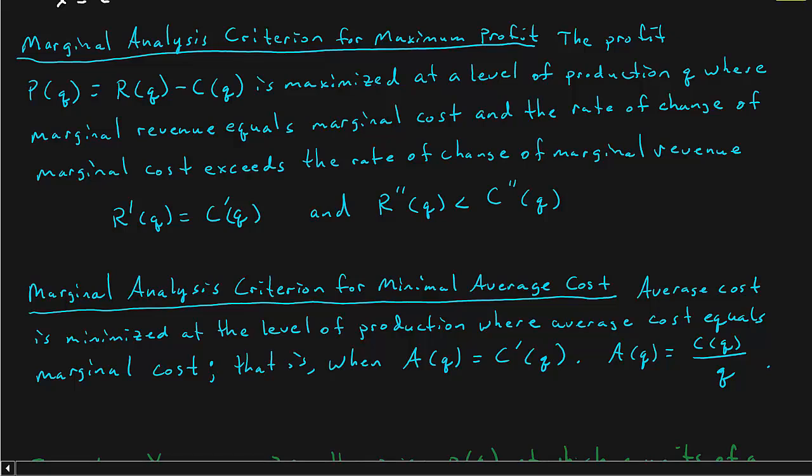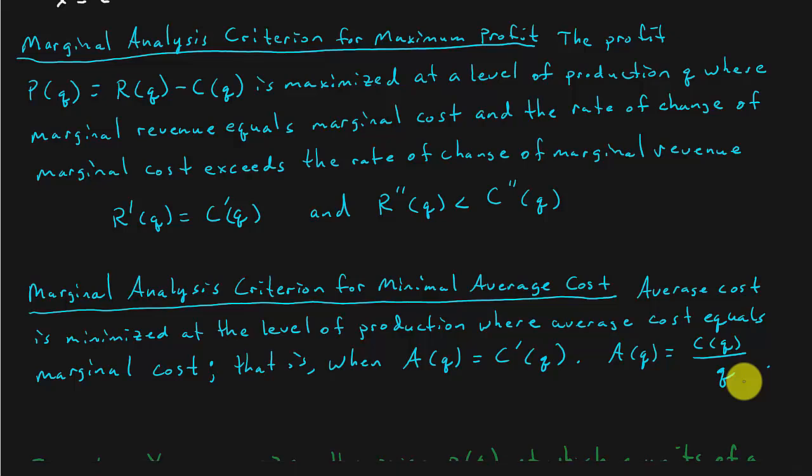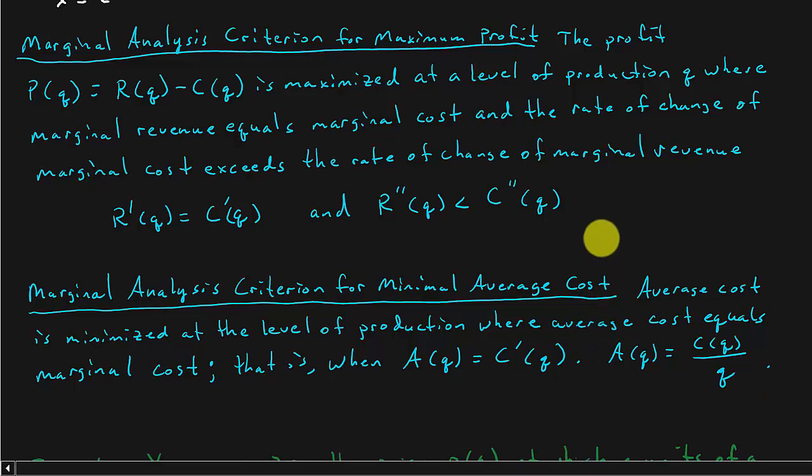All right, so let's see. Now we have marginal analysis criterion for minimal average cost. So the average cost is minimized at the level of production where average cost equals marginal cost. That is, we take the average cost and set it equal to the derivative of the cost function, the marginal cost. All right, and so the average cost is the cost function divided by Q. Okay. All right, so let's work some examples with this.